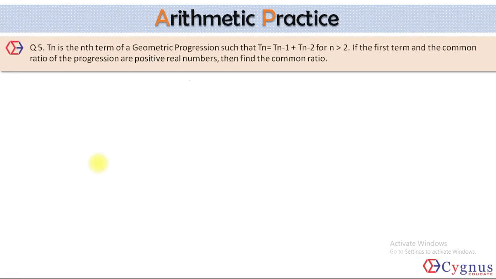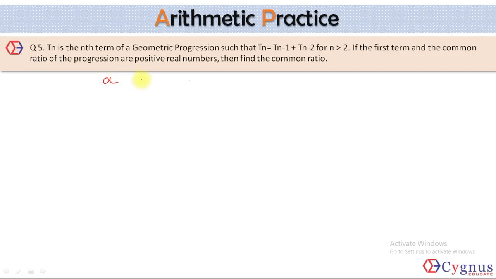Okay, next one. Tn is the nth term of a geometric progression such that Tn is Tn minus 1 plus Tn minus 2. That means every term is the sum of the previous two terms for n greater than 2. If the first term and the common ratio of the progression are positive real numbers, then find the common ratio. Let's assume that n is 3.